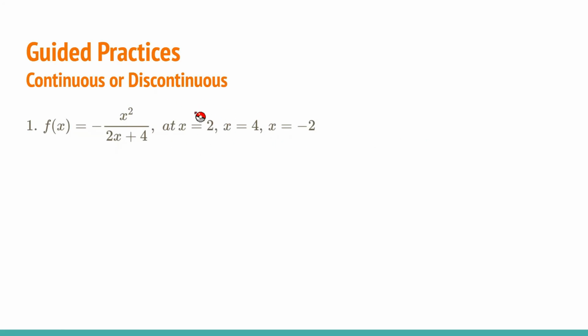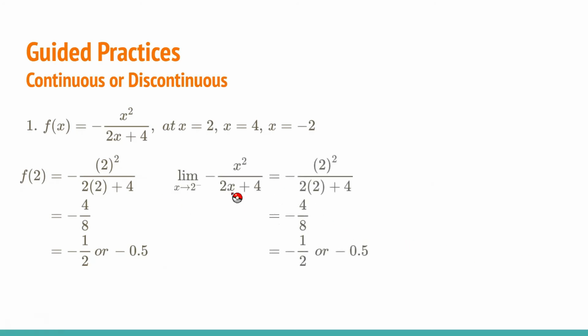So first, let's take x equals 2. The first thing we have to do is find the function value. We simply replace x with 2 and then compute. Eventually we will get negative 1/2 or negative 0.5. Now let's proceed to getting the one-sided limits to determine if this function at x equals 2 has a limit or not.